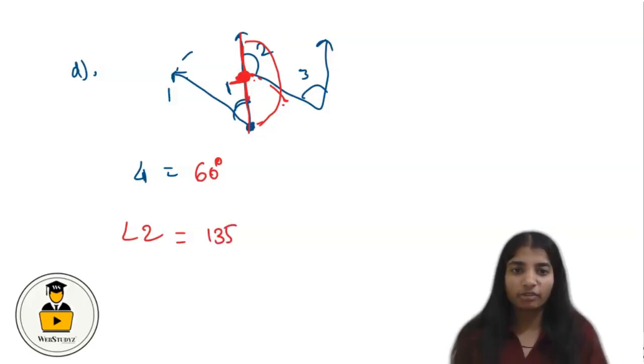Now again we have to calculate angle 3, again adjusting our protractor at this edge. When we calculate this value, we get 95 degrees. So from here we can say that angle 3 is equal to 95 degrees.